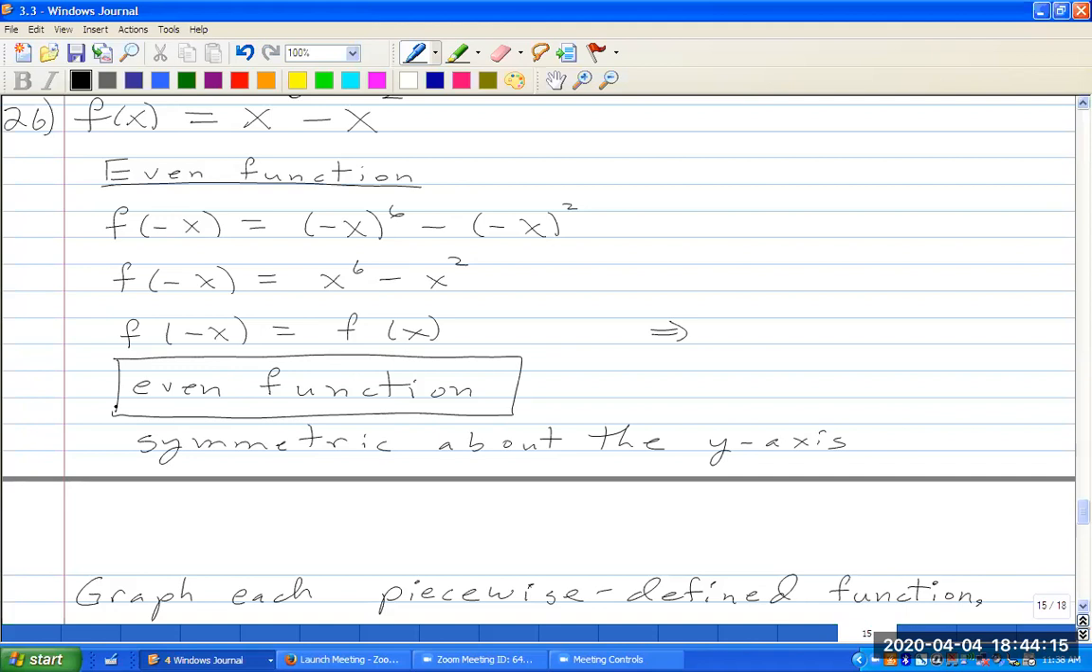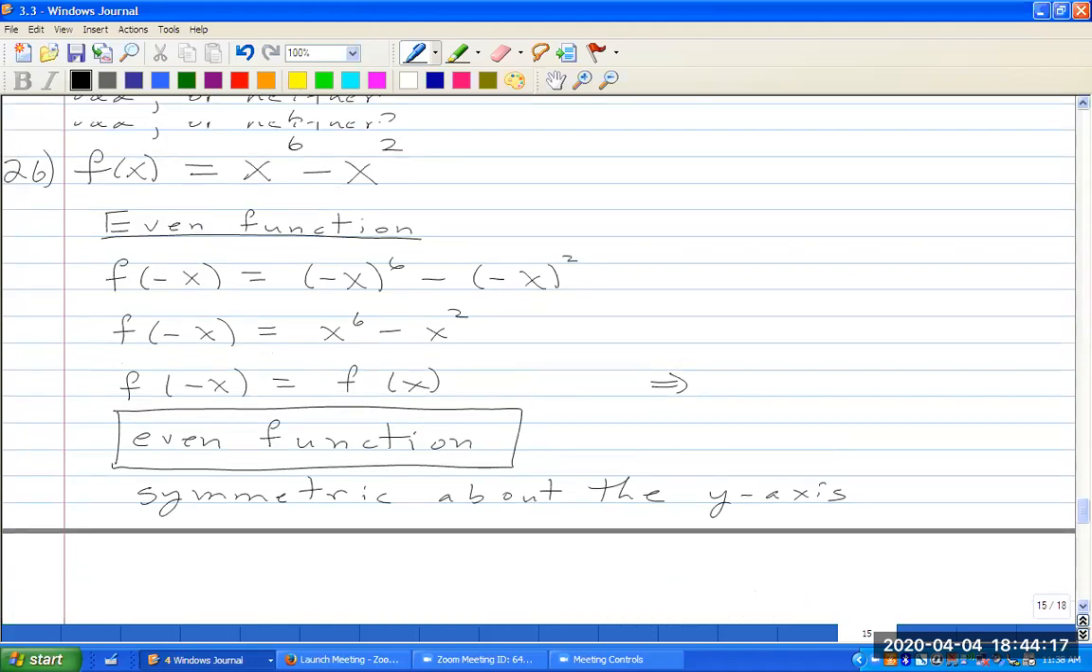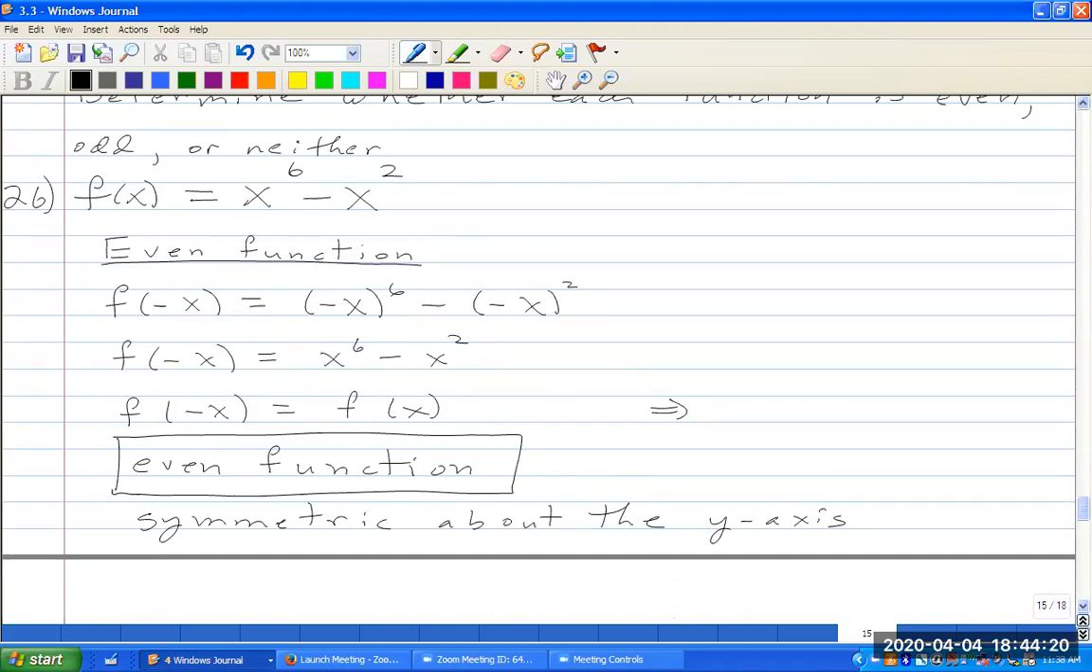Now, right off the bat, I could tell it's an even function because 6 is an even number, 2 is an even number. Therefore, x to the 6th is an even function. X squared is an even function. Even plus even is even. So I knew right off the bat this was an even function, but just because I know it doesn't mean I can just state it. I have to actually show it. And so that's how I knew.